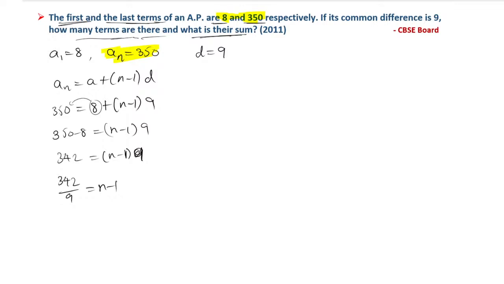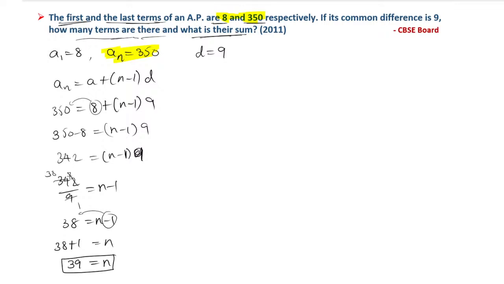Go with the 9 table. 9 ones are 9, 9 threes are 27, 7 is left, 72, so 8. So 38 is equal to n minus 1. If you shift the minus 1, it will become 38 plus 1 is equal to n, that is 39. So the n value will become 39. Very good, Lakshmi. So the n value is 39.